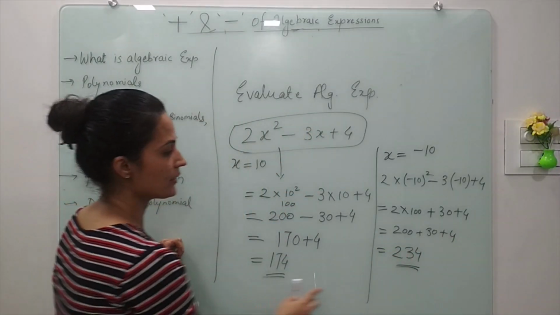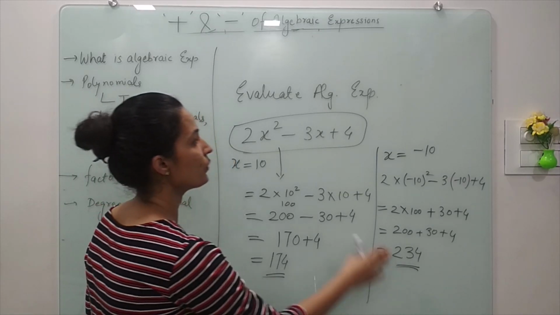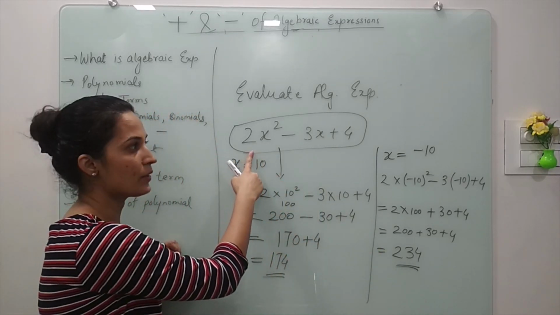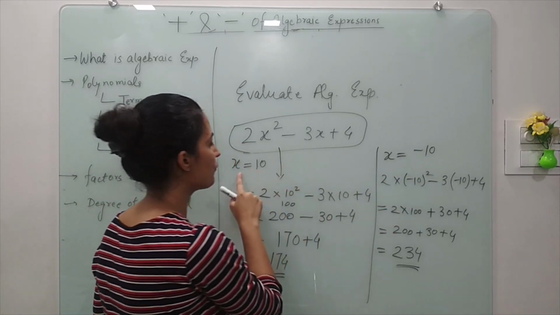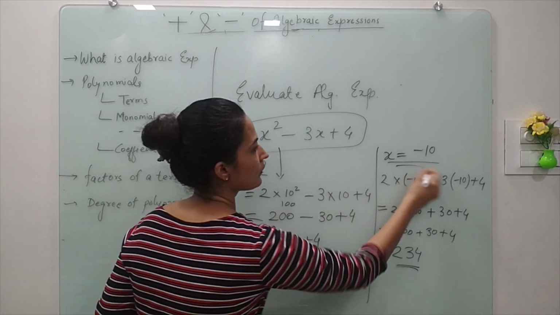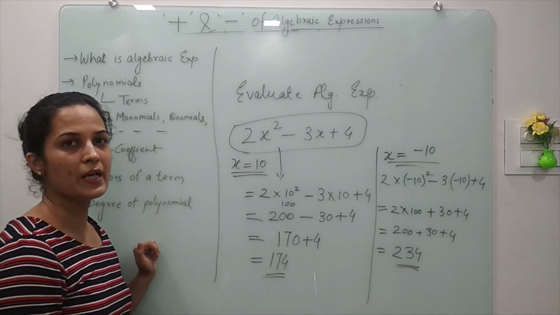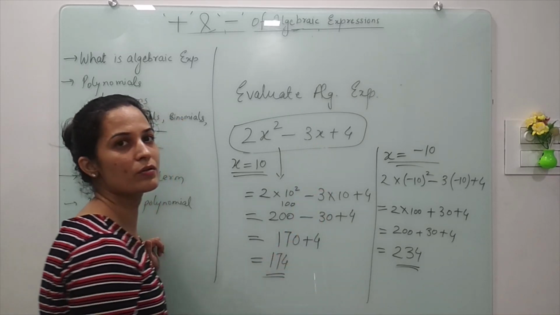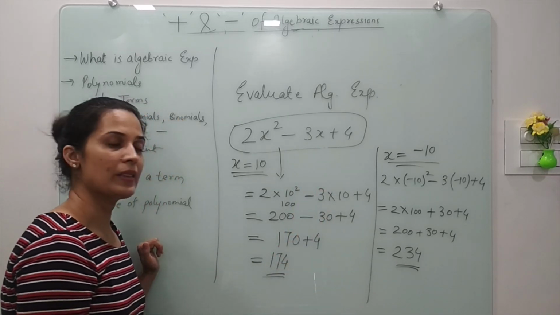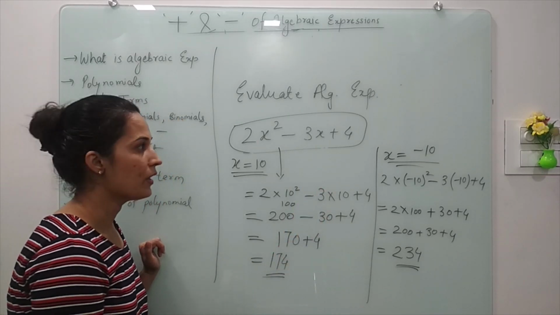So you can see there is a difference in the value of these two even when the polynomial is the same, the algebraic expression is the same. Why? Because the value of the variable is different in the two cases. So this is how we evaluate any algebraic expression. Here we have taken an example of one variable. We can also solve it with two variables when the values of both the variables are given.